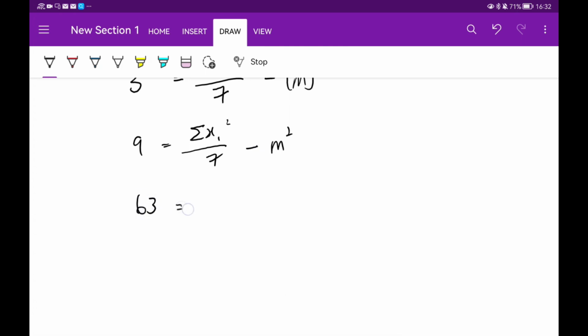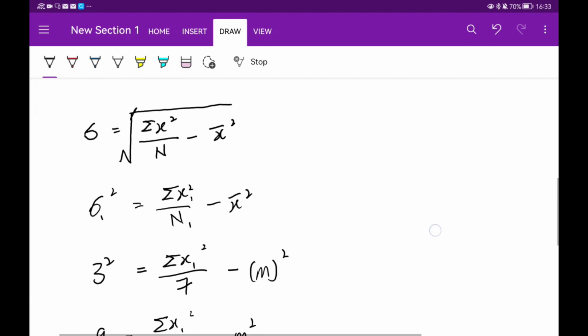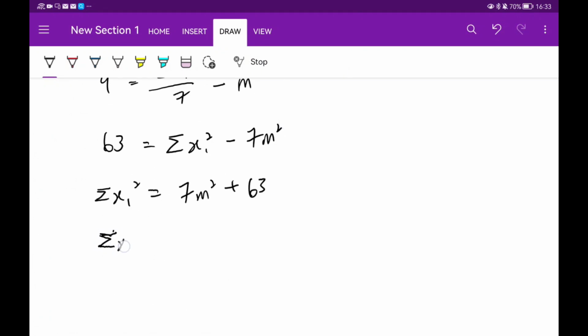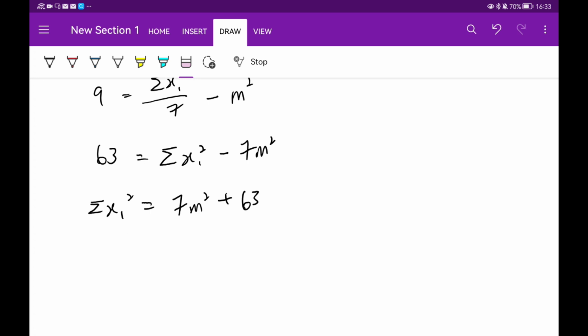So 63 equals the sum of x1 square minus 7m square. Hence, the sum of x1 square is equal to 7m square plus 63, right? So we have the first sum of the number square. All right, so let's use the same method to find the sum of x2 square.